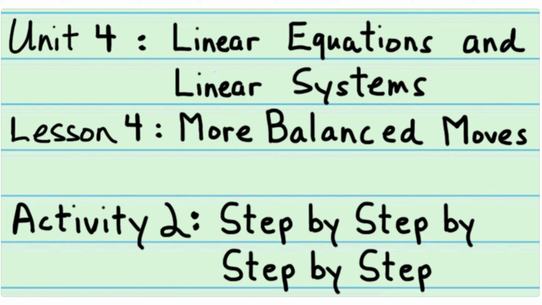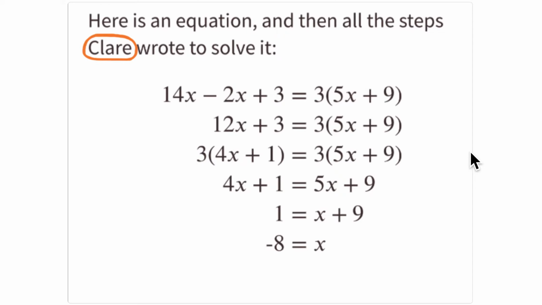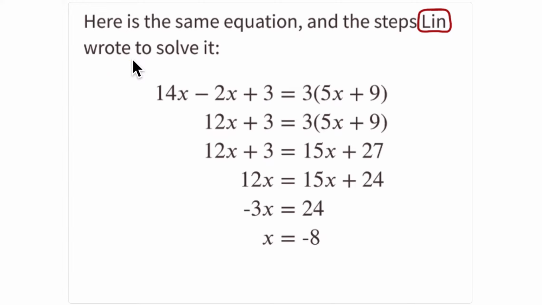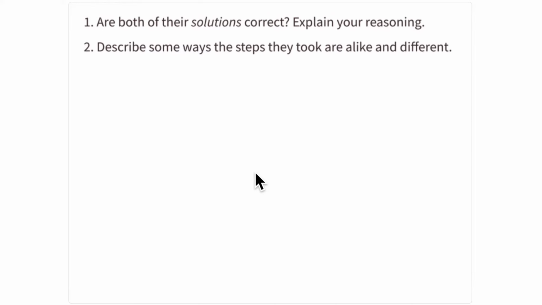This is activity two, step by step by step by step, from lesson four, more balanced moves. In this activity, there's the same equation that's solved by Claire and solved by Lynn. They both get an answer for x, or a solution of -8, and ask, is that solution correct? What are some different things that each of them did, and what are some things that they did that are the same?